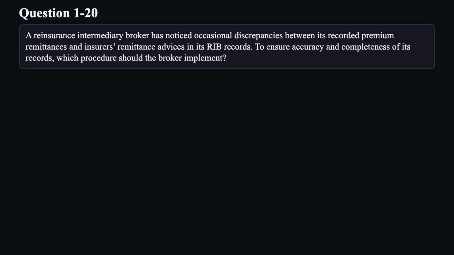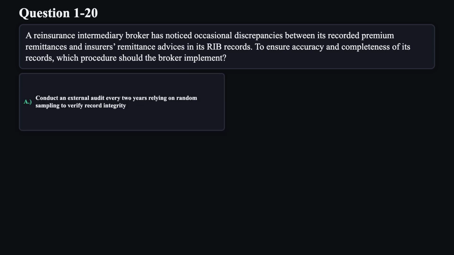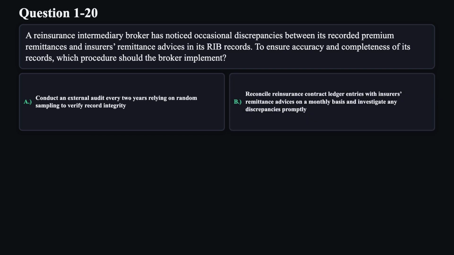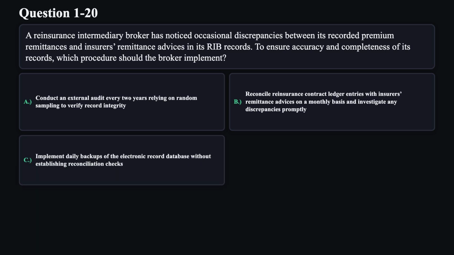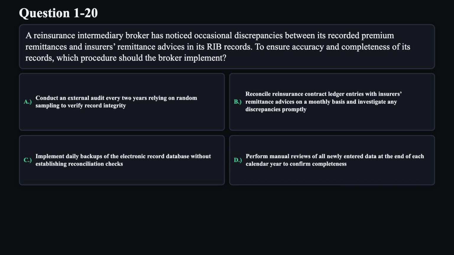Question 20. A reinsurance intermediary broker has noticed occasional discrepancies between its recorded premium remittances and insurers' remittance advices in its RIB records. To ensure accuracy and completeness of its records, which procedure should the broker implement? A. Conduct an external audit every 2 years relying on random sampling to verify record integrity. B. Reconcile reinsurance contract ledger entries with insurers' remittance advices on a monthly basis and investigate any discrepancies promptly. C. Implement daily backups of the electronic record database without establishing reconciliation checks. D. Perform manual reviews of all newly entered data at the end of each calendar year to confirm completeness.